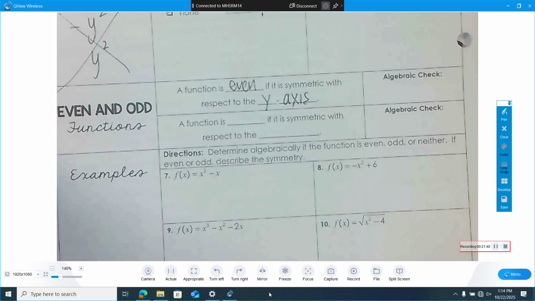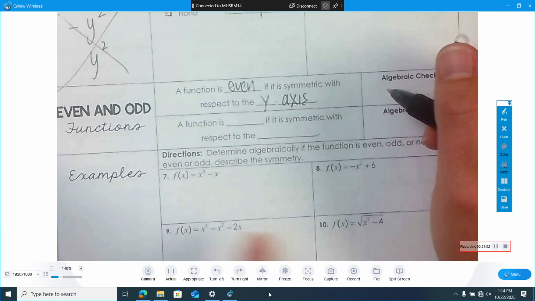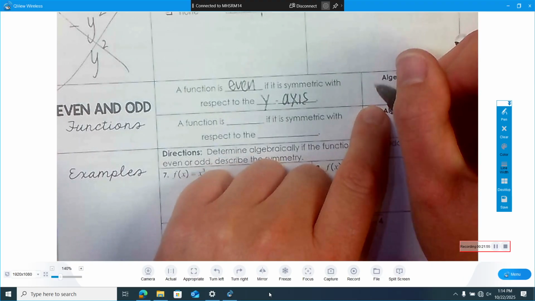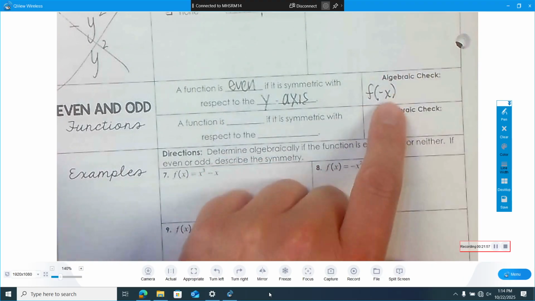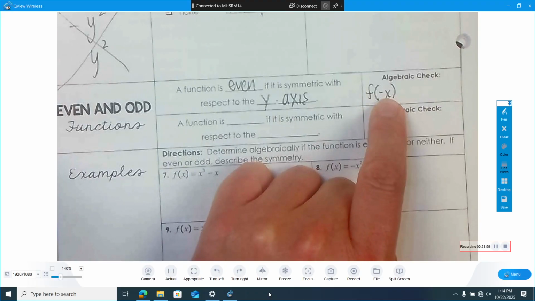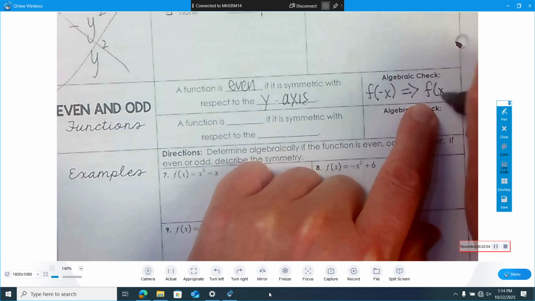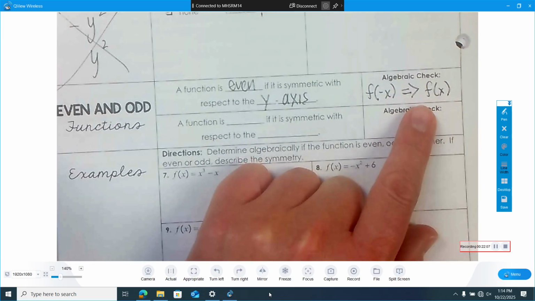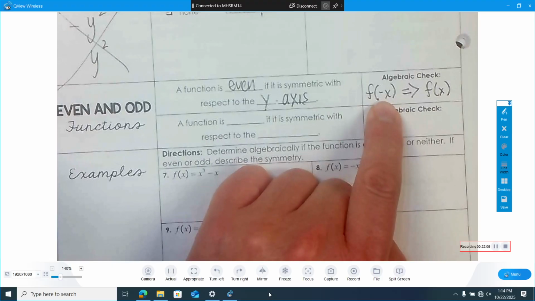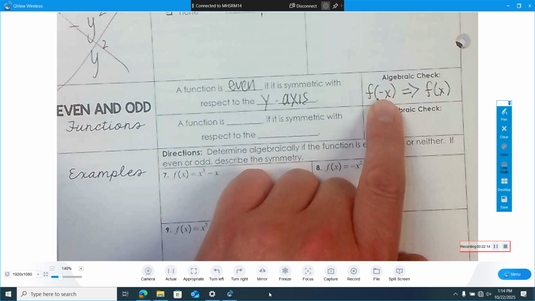And again, if we're talking about symmetry with respect to the y-axis, the y value stays the same, but the x becomes opposite. So algebraically, using function notation, we're going to take our function and change the x to its opposite. And we should get exactly what we started with, okay? So to check it algebraically, just like we were doing before, we replace the x with its opposite and hope that we get the same thing when we're done.